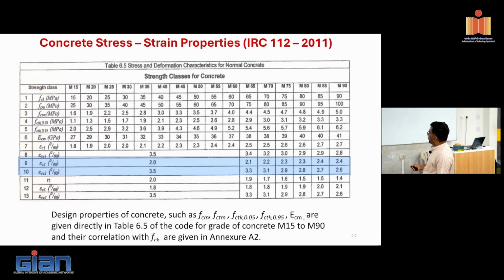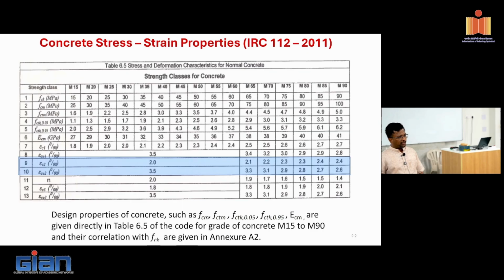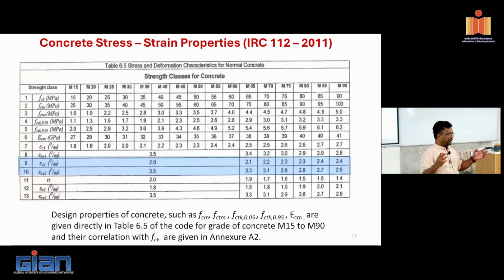Now, one point to note down is the most important thing for compressive stress strain curve is this. This is what we are going to use. So just like your IS 1343, here also IRC 112 says that up to M60, you take the peak strain as 0.002 only, and your ultimate strain is 0.035. However, because it is bridges, we go for longer spans. So the moment you go for longer span, I need to go for pre-stress. If we go for pre-stress, invariably we need to go for high strength concrete. So that's the reason IRC code allows up to M90.